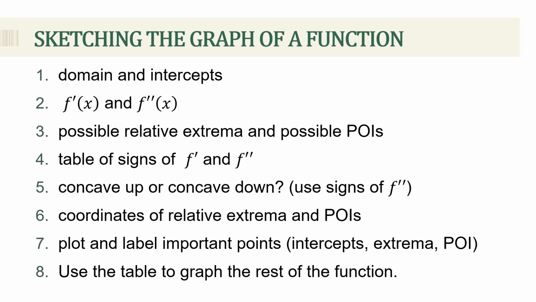After which, gagawa tayo ng table of signs both for the first and the second derivative to know kung concave up ba or concave down. Siyempre to, we will use the sign of the second derivative. And then, kukunin na natin yung coordinates ng mga relative extrema natin and POIs. And then, we will plot and label the important points. For example, yung mga intercepts, yung mga extrema, mga POI. And then, use the table to graph the rest of the function.